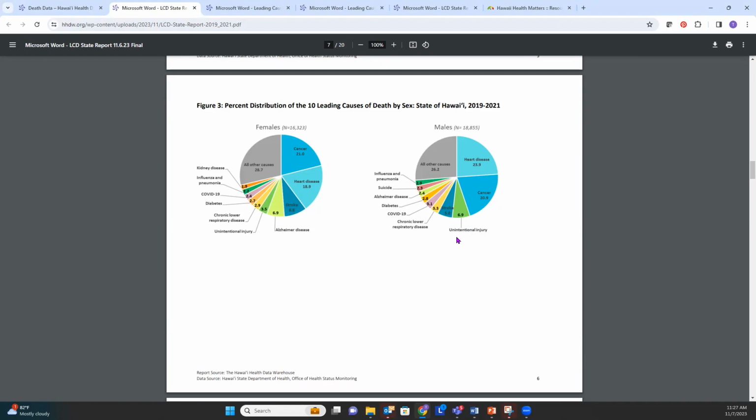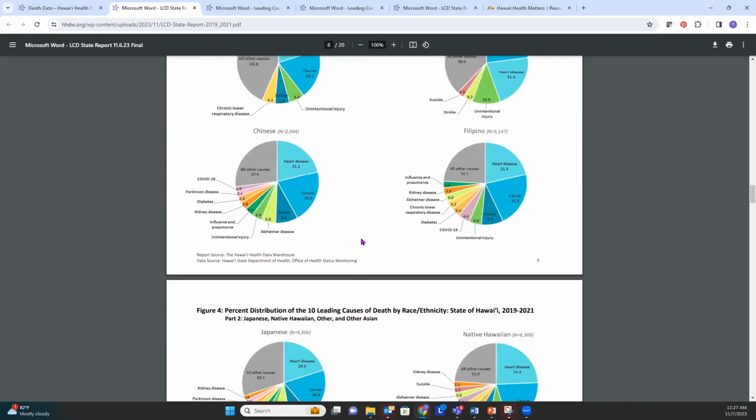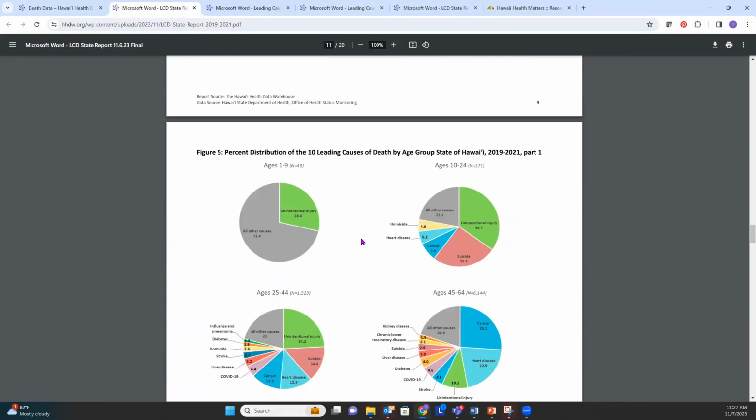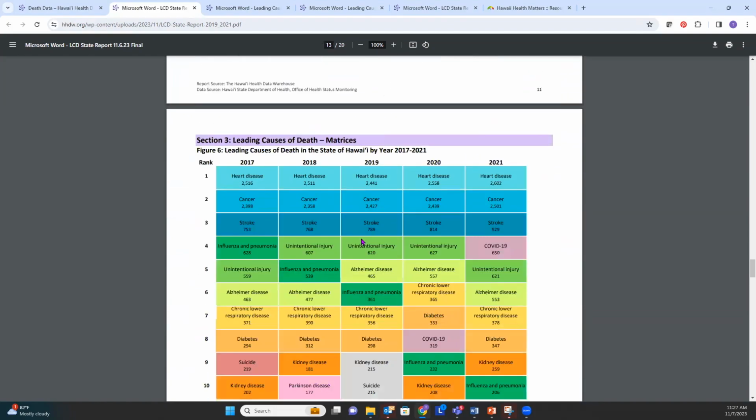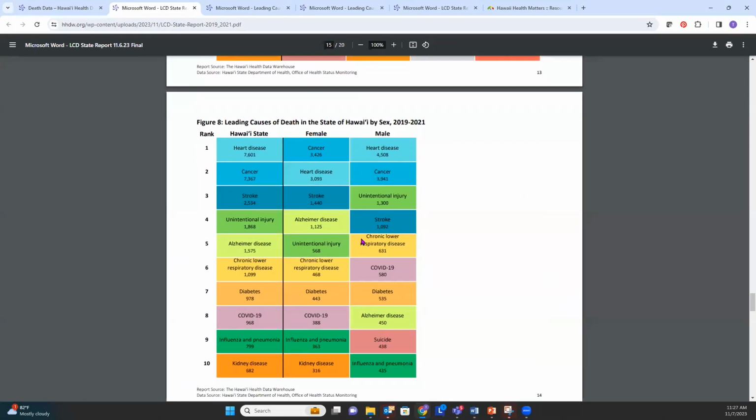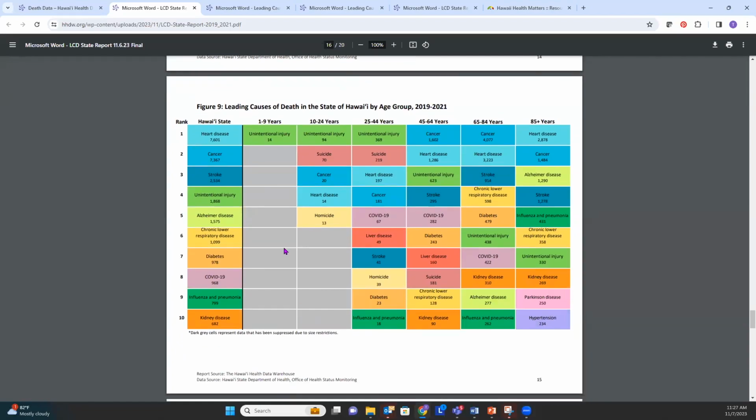The next question was, in what age groups is suicide a leading cause of death? So there's 2 ways that you'd be able to get a hold of this information. You can come down and look at the pie graphs here. For me, it would be easier to go all the way down to the matrix. And you can see here, if I look at it by age and knowing that suicide is going to be this color, I can see that it's the 2nd leading cause of death for 10 to 24-year-olds, also for 25 to 44-year-olds, and it is the 8th leading cause of death among 45 to 64-year-olds.